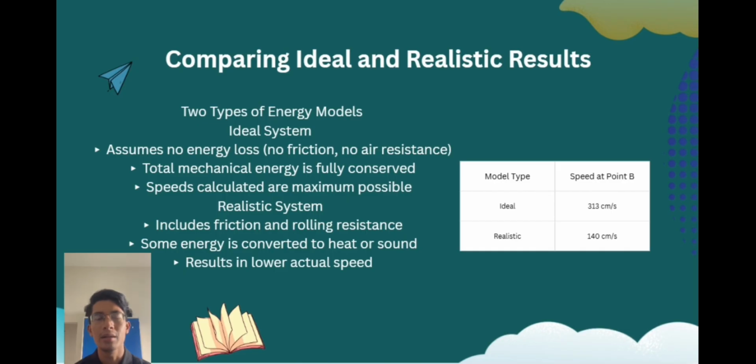As we can see in the table beside, for the ideal model type, the speed at point B is 330 cm per second. The next one is the realistic system. In the realistic system, we include friction and rolling resistance. Some energy is converted to heat or sound, resulting in a lower actual speed. In our table, for the realistic model type, the speed at point B was 140 cm per second, much lower than the ideal model type.